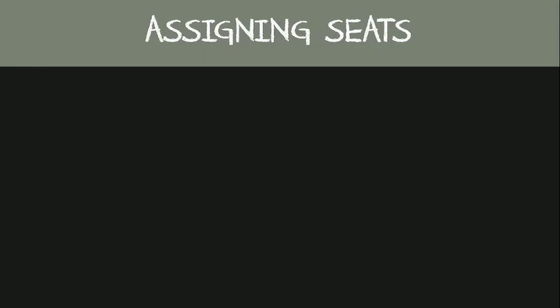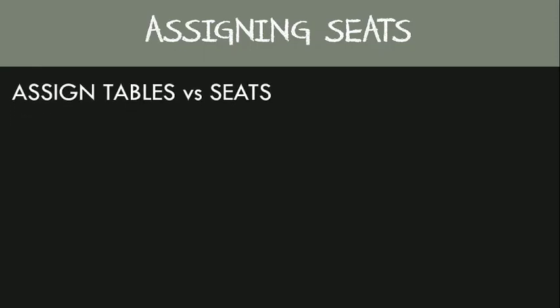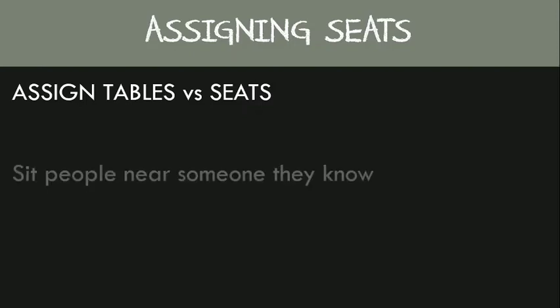Now let's go over assigning seats. Most couples choose to assign their guests to tables rather than seats. However, if you're choosing a more formal affair or a black tie wedding with multiple courses served, you may opt to assign your guests to both a table and a seat.